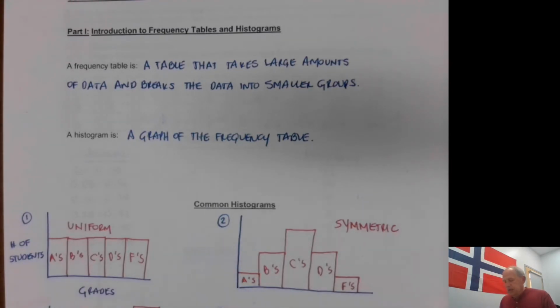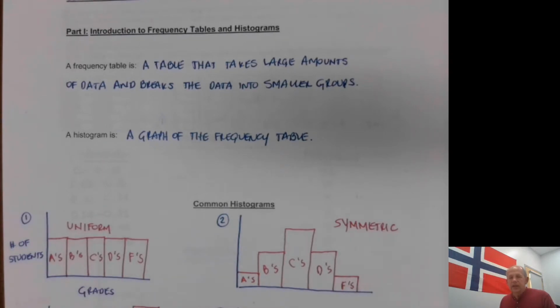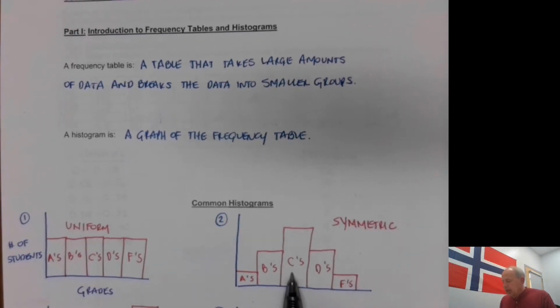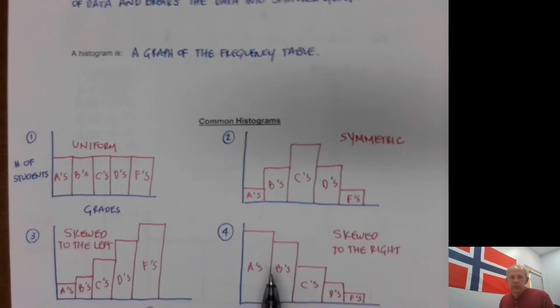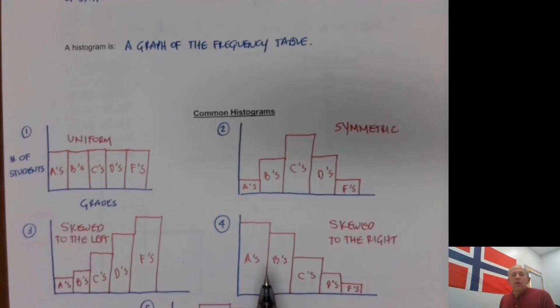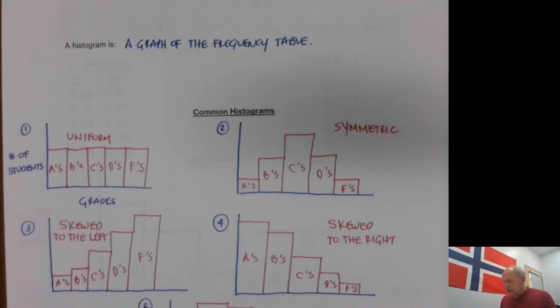A symmetric histogram, and a lot of teachers like this shape of histogram to distribute grades. There are not a lot of A's and not a lot of F's. There are more B's and D's, and the C is the most frequent grade. There's the same number of A's and F's, same number of B's and D's. C's, like I said, is the most frequent. It sort of waves up and waves down. That's a symmetric histogram.